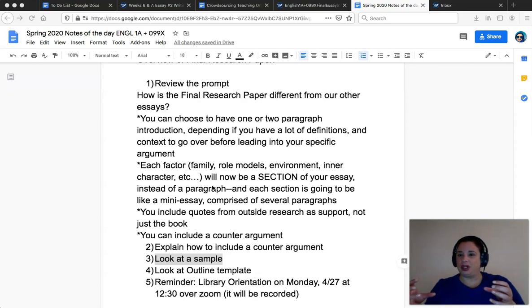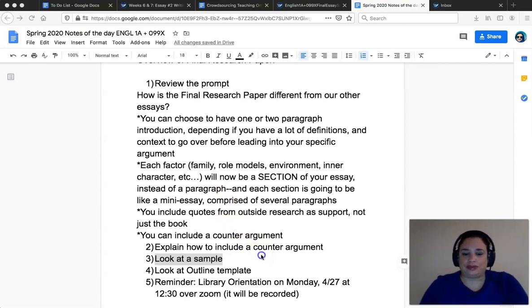You could have the book woven throughout each section. You can have the book in one section in the beginning and then move on to your research. You can have the book in your last section, and it really just depends. So the layout of it is up to you. You just need to think about what you want to argue overall, and then start to work on the flow of how the book fits with your research. And so you have a lot of freedom to decide how you want the flow to be.